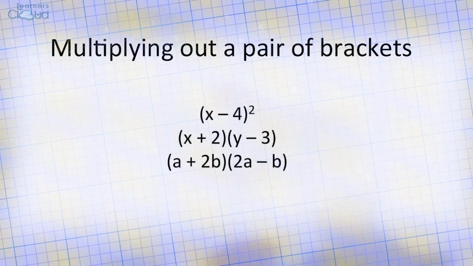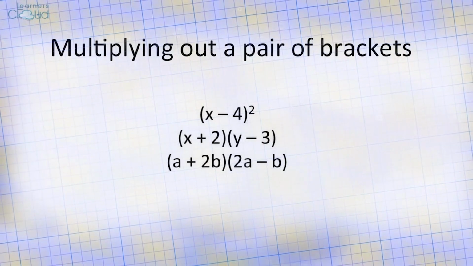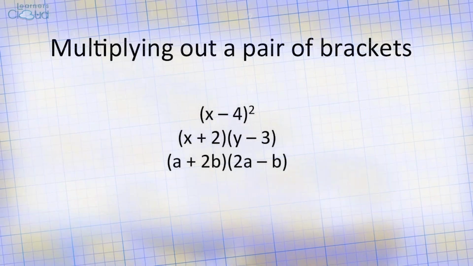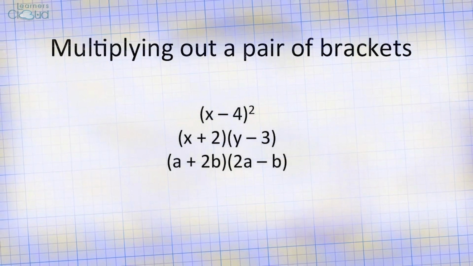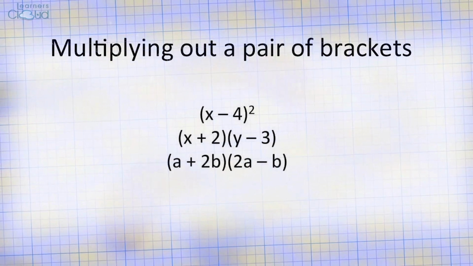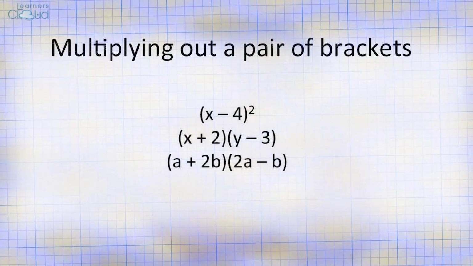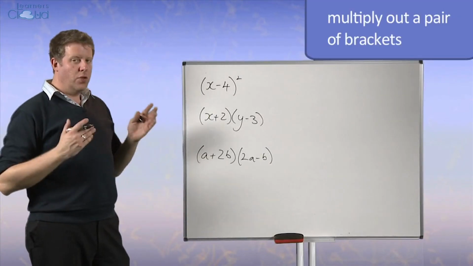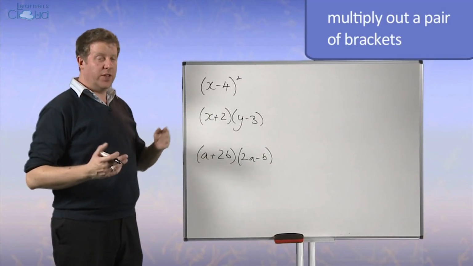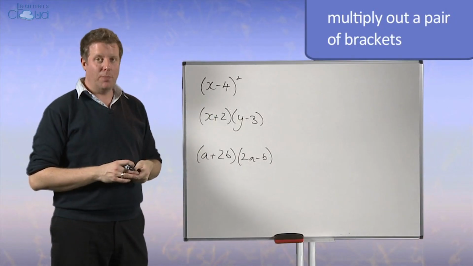So hopefully you're happy with the process for multiplying out those first four pairs of brackets. Let's have a look at three more now that are slightly trickier. So the first bracket, x minus 4 squared, then x plus 2, y minus 3, and then finally a plus 2b multiplied by 2a minus b. Now, the reason why these are slightly different, the first one you'll notice only has one bracket.